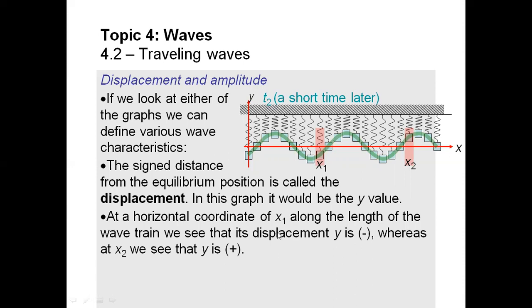At the horizontal coordinate of x1 along the length of the wave train, we see that its displacement is y. For example, in this picture, it's negative, whereas at x2, we see that y is positive. So if you look at here, the position of the particle here has negative displacement. Why? Because here is 0, and below 0 is going to be negative. But if you look at x2, at this position, the object has the positive displacement. These are important.